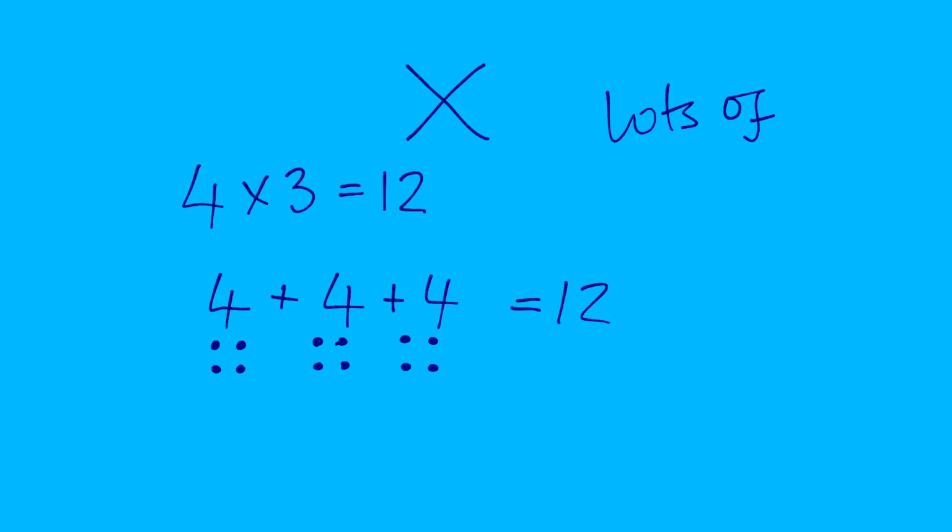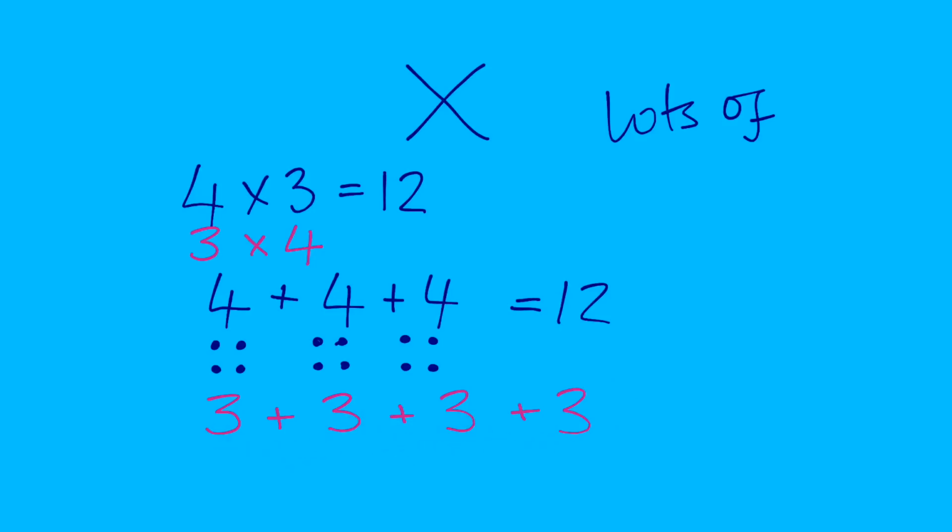Now, another way to say this is to put the same numbers but just in a different order. So rather than writing 4 times 3, I'm going to write 3 times 4. Now that means I'm adding the number 3 once, twice, 3 times, 4 times. So here I've got a group of 3 plus another group of 3 plus another group of 3 plus another group of 3. So I've got 4 groups of 3.